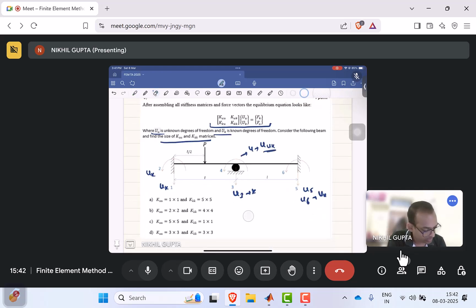So KK will be 1 cross 1, and K unknown will be 5 cross 5. So the answer is KUU, the C.